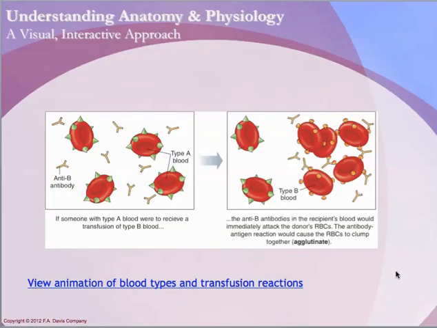So what happens when we give somebody a blood transfusion? So let's watch that animation.